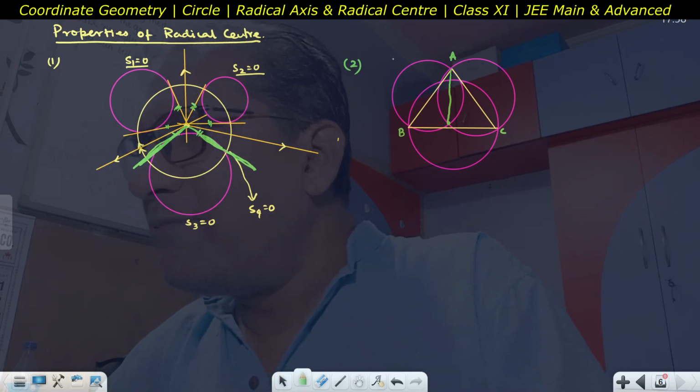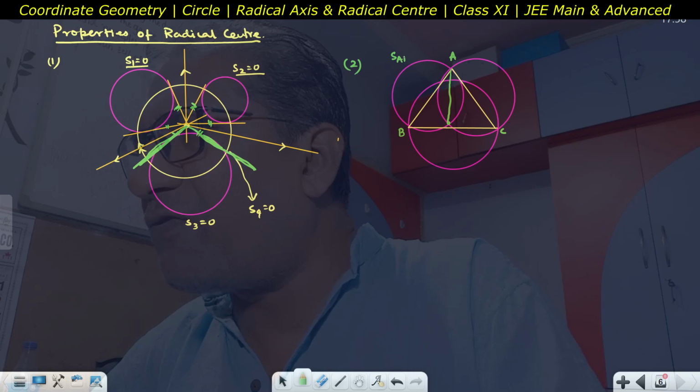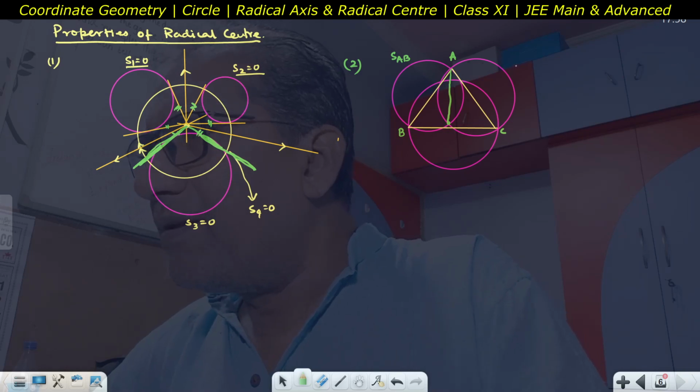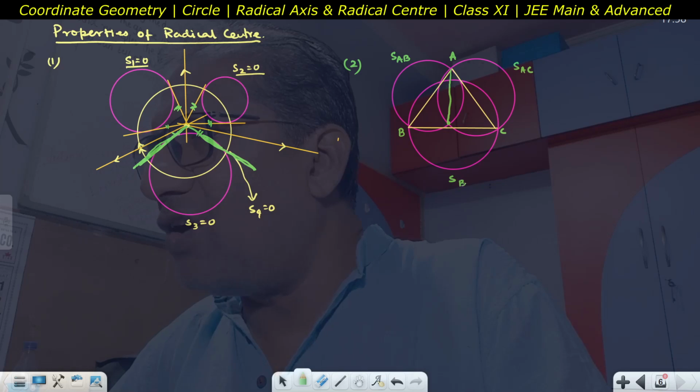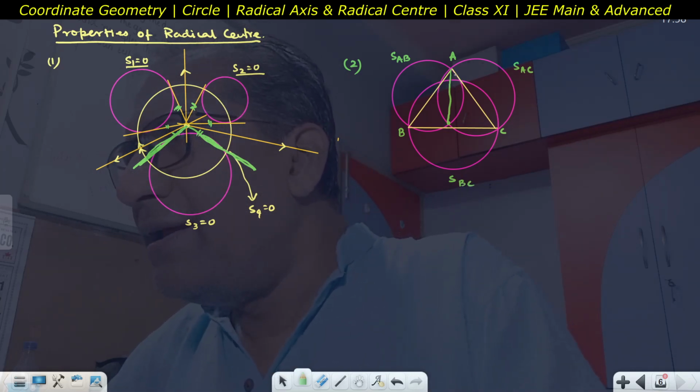Okay? I am considering these three circles. Let me just write S of AB. S of AB means the circle drawn on the side AB. This is my S of AC and this is S of BC. Now, once I join A, let us say this point be M.